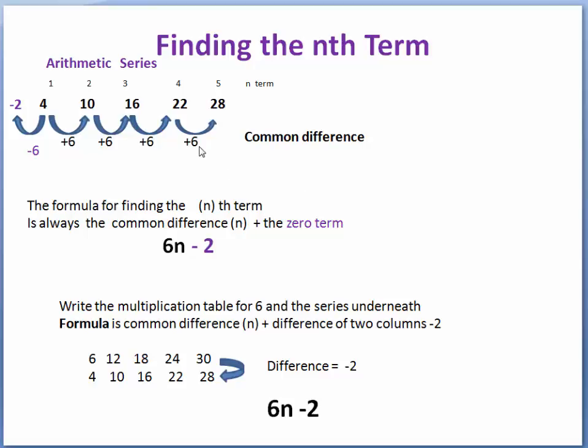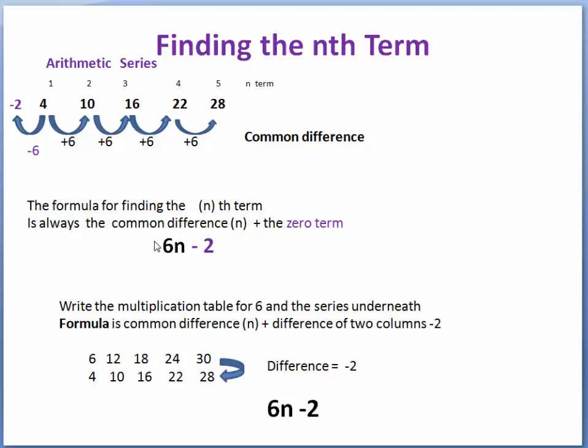Okay, so in this case that is 6 multiplied by n for the nth term, so it'll always be the common difference multiplied by n, and then plus the 0 term. So the 0 term is if we go backwards in the series by minus 6. So here we're going plus 6, we go back minus 6, we get minus 2. So the 0 term in this series would be minus 2.